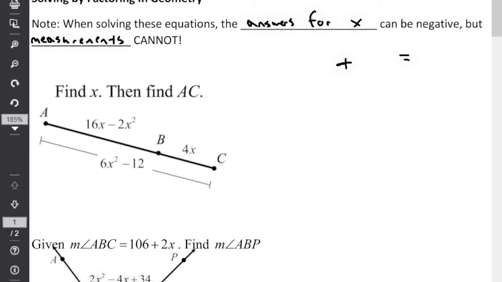I'm going to give you about 30 seconds to see if you can come up with an equation here. I've given you the hint that we should be adding two things together to get something. This is the very first idea that we talked about in geometry, the segment addition postulate. Segment addition: pieces add together to get the whole thing.